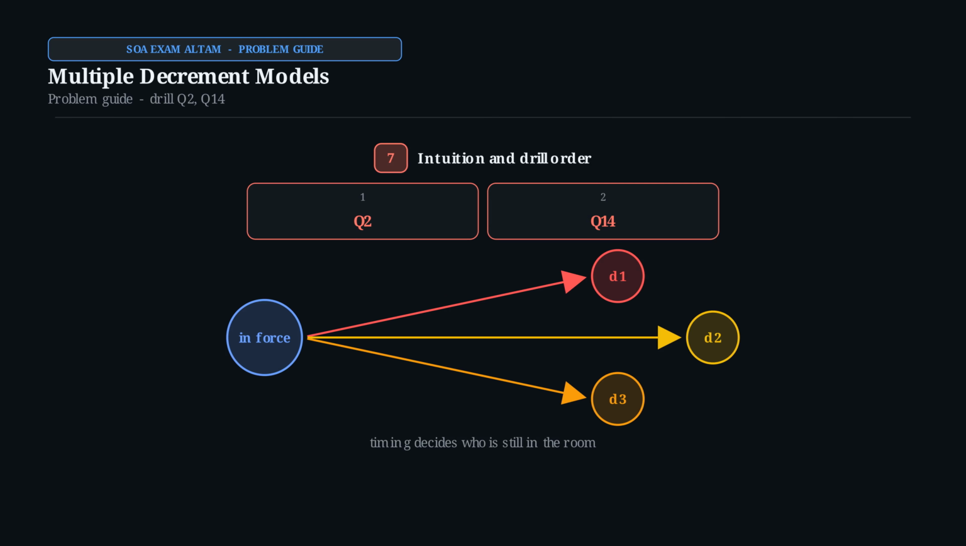Intuition. Several doors on one room. The count who walk through door J depends on who is still in the room when that door opens. Timing is who is left, not a new force of mortality. Drill order. Question 2 for the table and the timing move, then question 14 to wrap a disease slice into a premium. After this family, Markov occupancy EPEVs are the natural next climb.